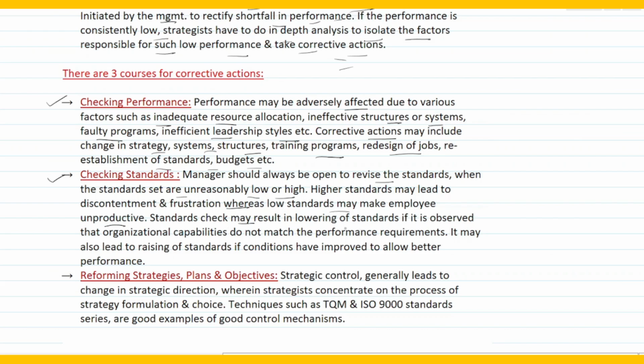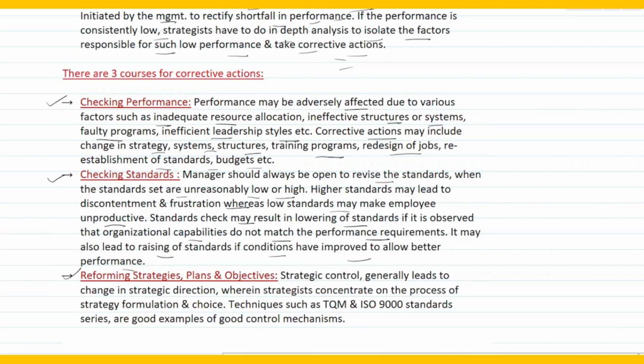Standards check may result in lowering of standards if it is observed that organizational capabilities do not match the performance requirement. It may also lead to raising of standards if conditions have improved to allow better performance, right? Then moving on, the last point, that is reforming strategies, plans and objectives. So first of all, you talk about checking the performance, then checking of standards, and the final point in the courses of corrective action is reforming strategies, plans and objectives. So you basically reform the strategies, plans and objectives.